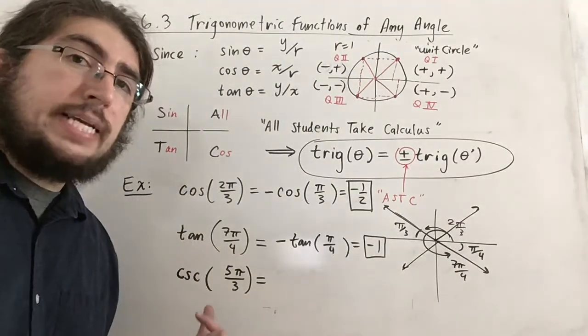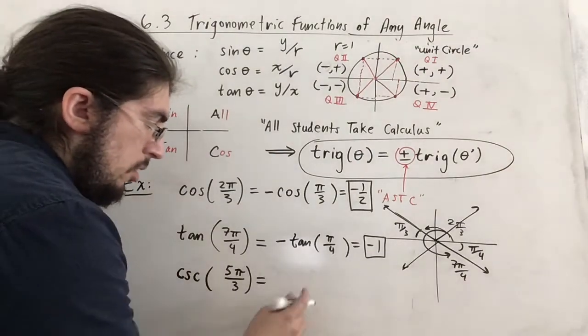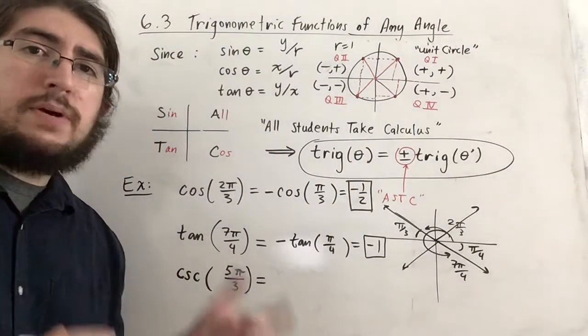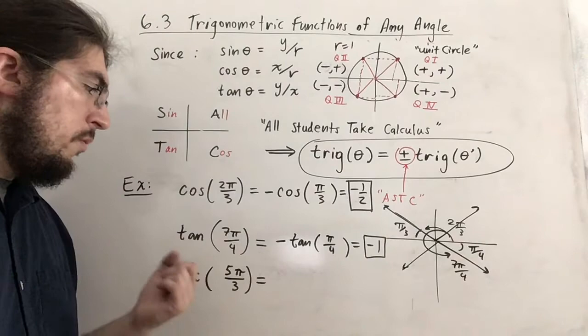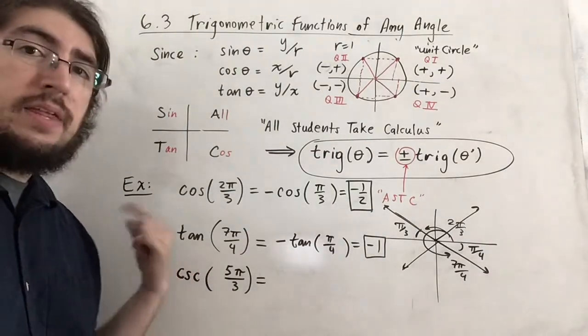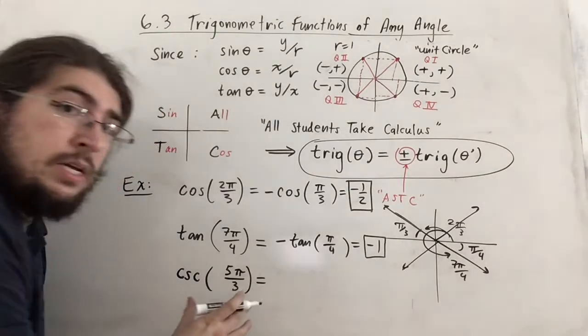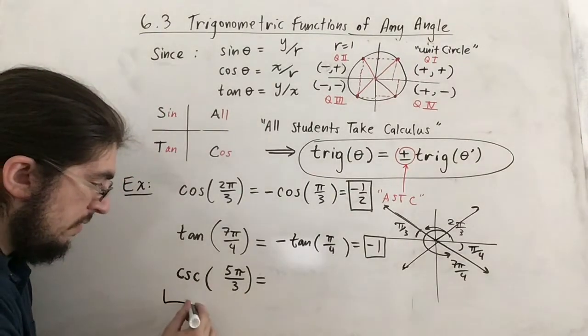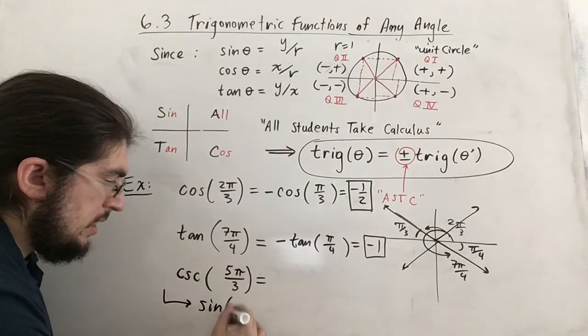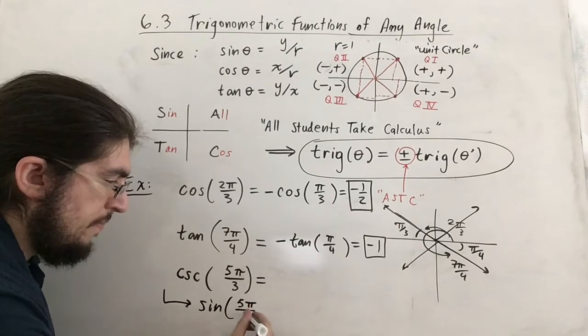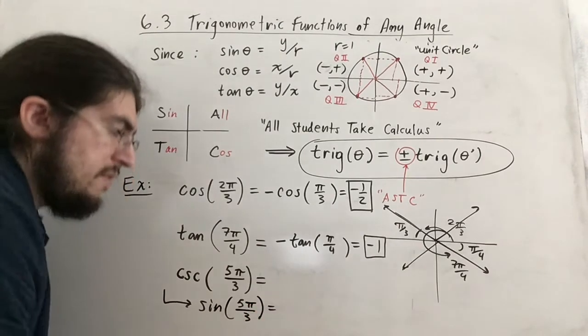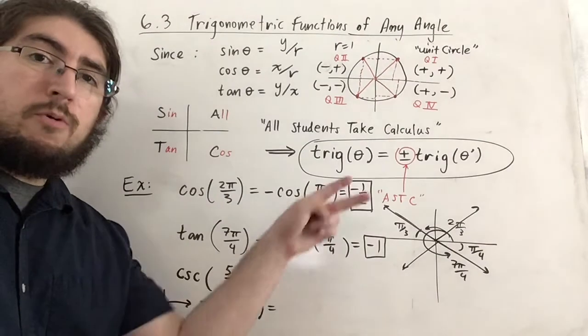Okay, now for cosecant. Cosecant's funny, but remember it's the reciprocal of sine. So we're really just going to consider sine, and then from this we'll reciprocate it to get cosecant. So to find this, let me say we want to find sine first. So let's consider sine of 5 pi over 3. 5 pi over 3 will actually be in the fourth quadrant.